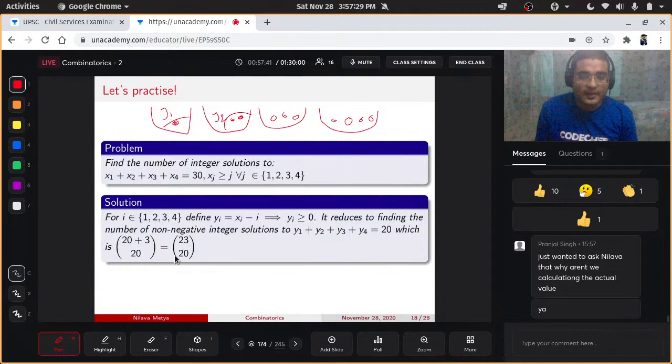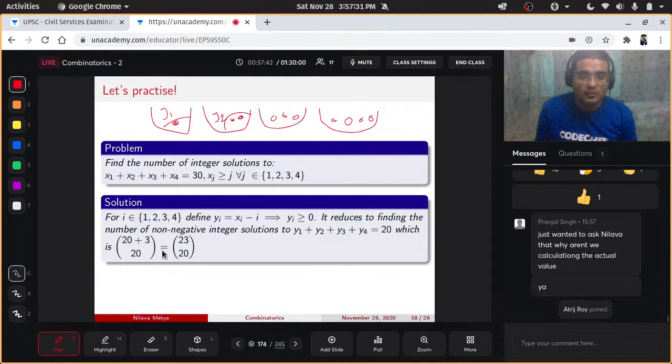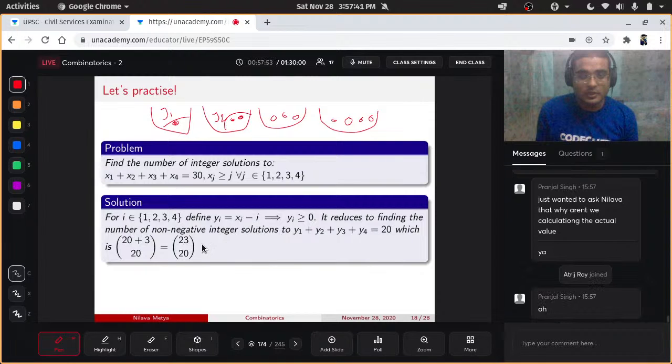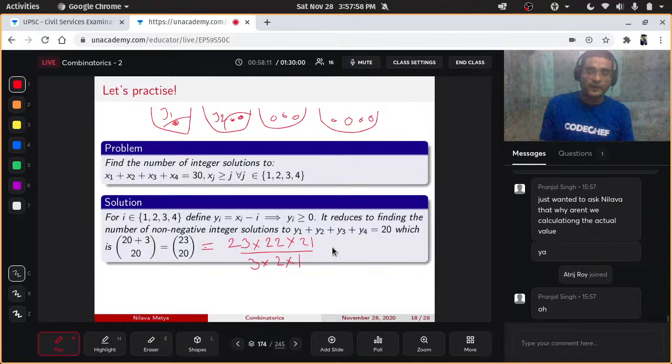Okay, yeah. So my point was to show you how to solve problems. We can surely calculate the value, but in the exam you have to calculate the value on a calculator. So calculation is easy. It is 23, 22, 21 by 3 into 2 into 1. Now you can use the calculator to find whatever this is. I don't know the actual answer. I did not calculate, but yeah, in the exam you will have a calculator.